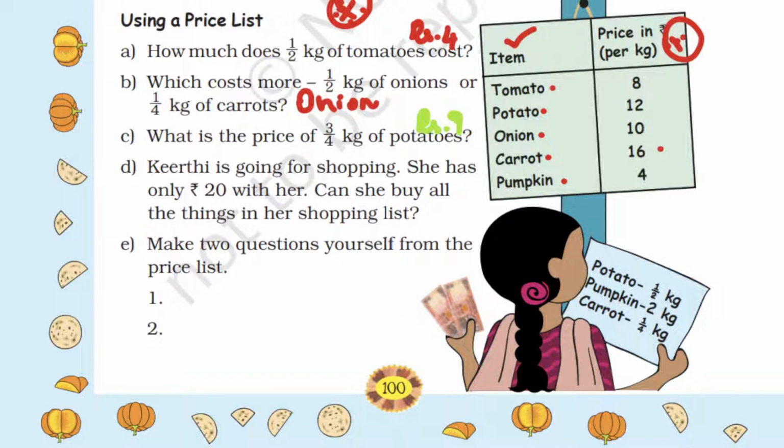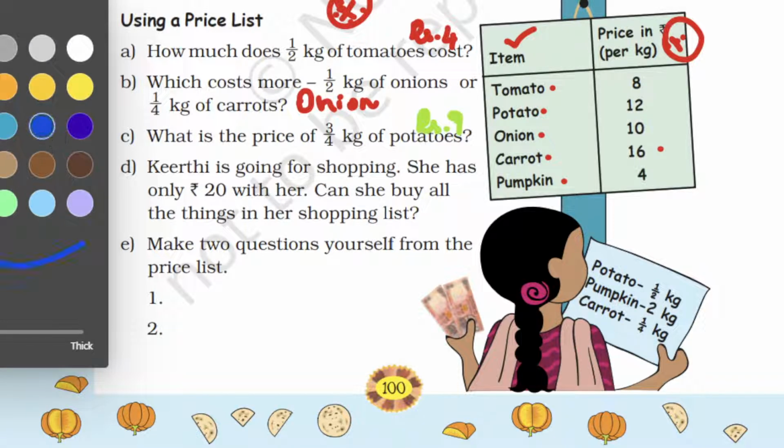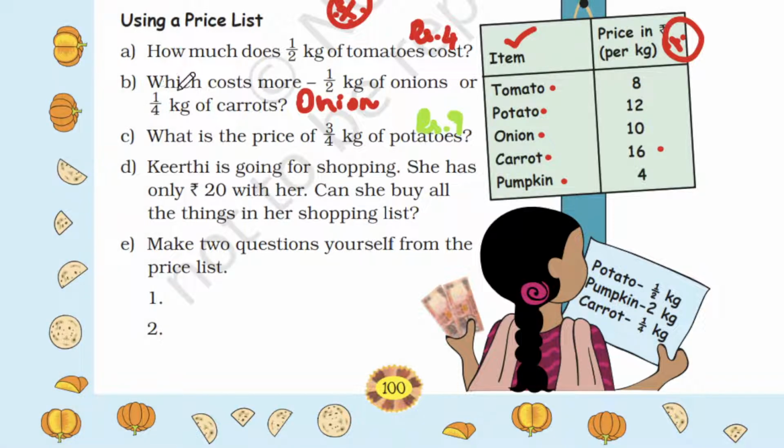Okay, so next question. Kirti is going for shopping. She has only 20 rupees with her. So Kirti is having only rupees 20. Can she buy all the things in a shopping list? So she is having shopping list: potato half kg, pumpkin 2 kg, carrot 1/4 kg. Whether she is able to buy all these items for rupees 20.